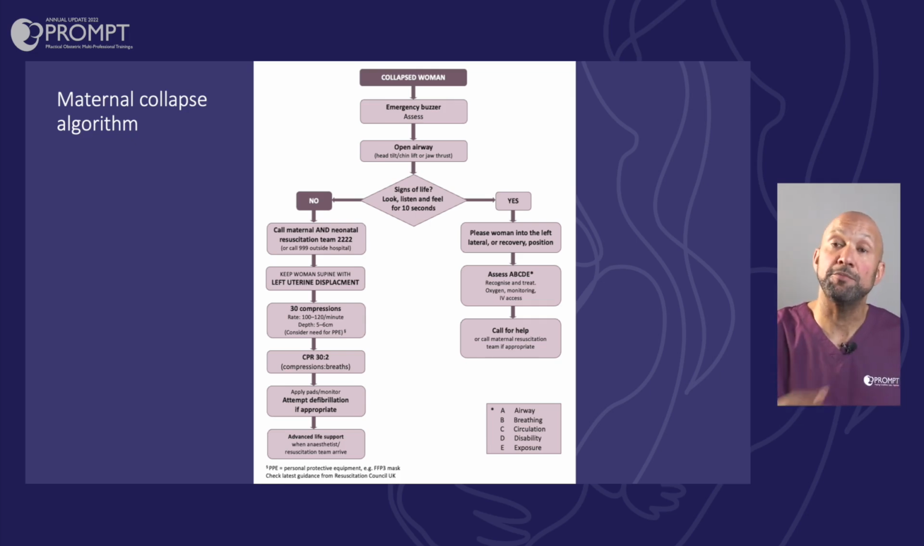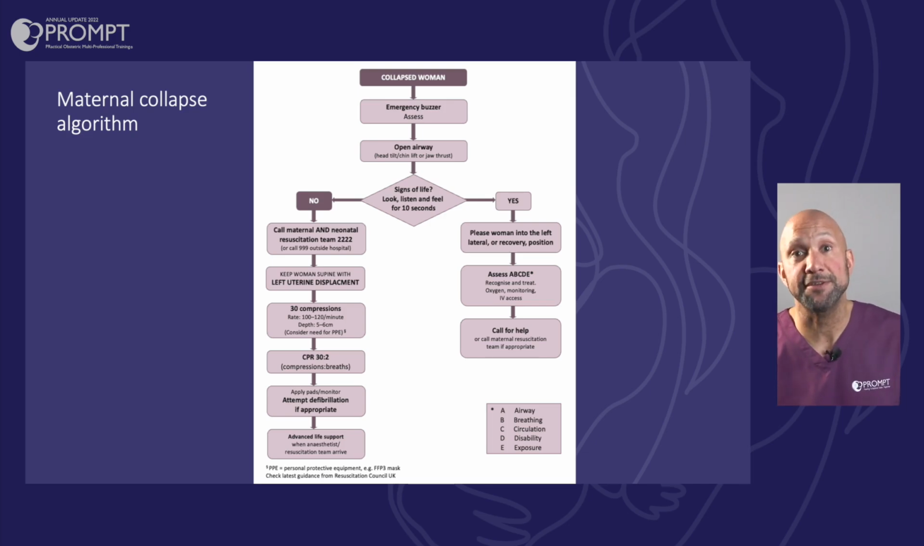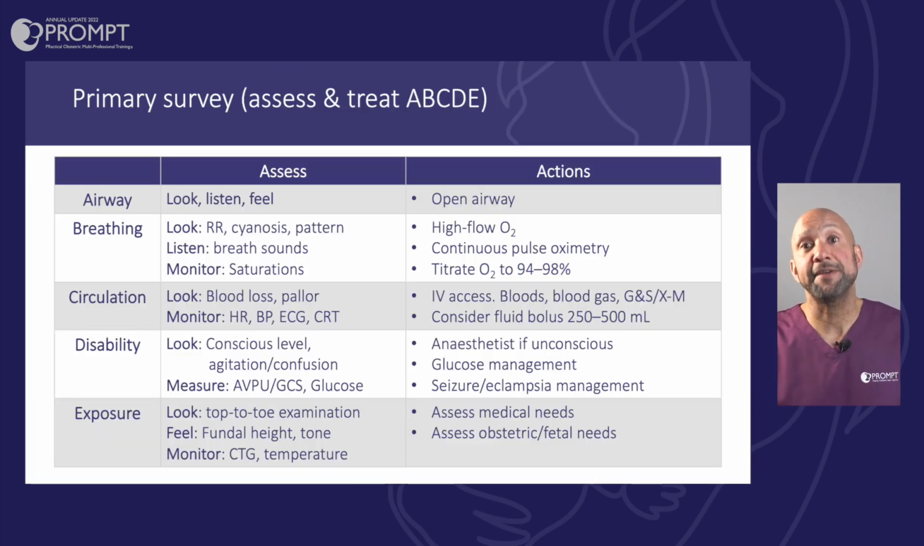If they're not, then we proceed down the maternal cardiac arrest algorithm, and if there are, we do the primary survey followed by the secondary survey. And this primary survey, as we've said, goes through A, B, C, D, E, and the reason that we've chosen this is it identifies the most life-threatening things first. So we assess the airway.